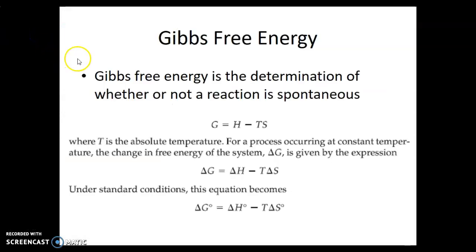Okay, today I'm going to talk about Gibbs free energy and the connection of thermodynamics to equilibrium. So Gibbs free energy is the ultimate determination of whether or not a reaction is spontaneous. And so Gibbs free energy is equal to the enthalpy minus the temperature times the entropy.